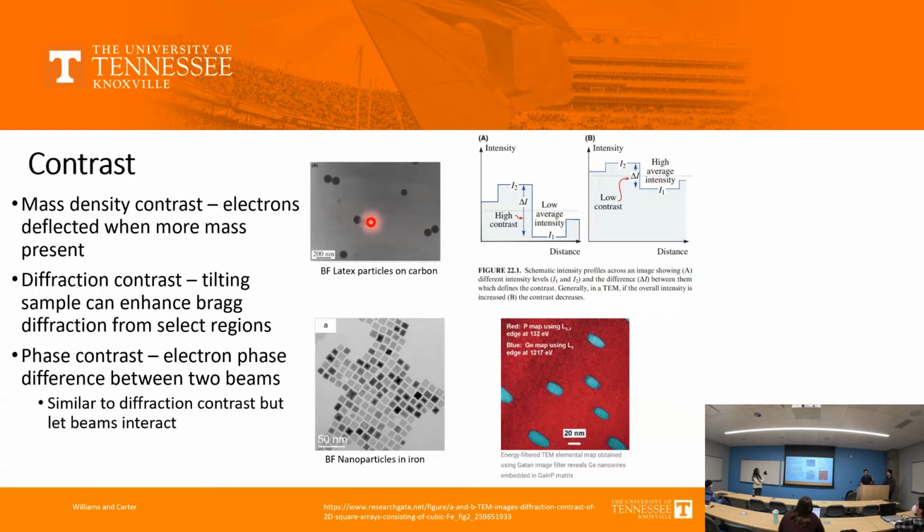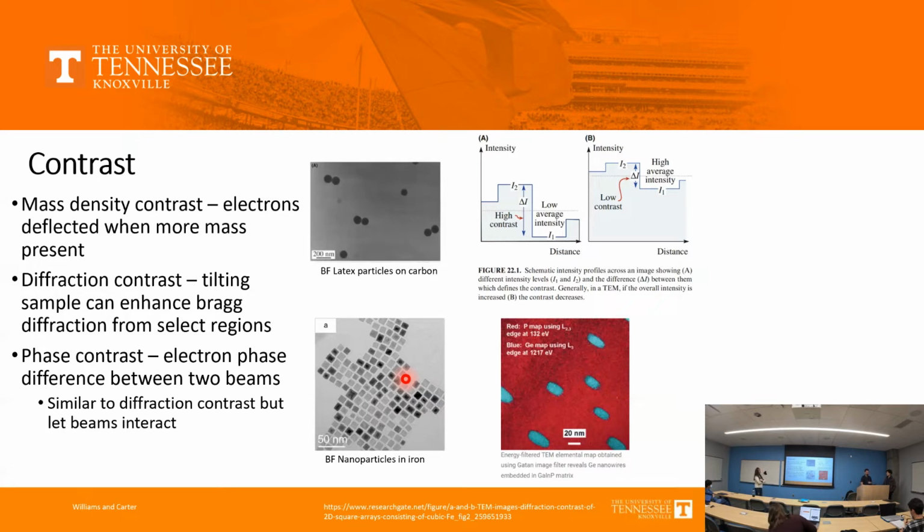Another type of contrast is diffraction contrast. So by tilting your sample, you can enhance Bragg diffraction from select regions. So on the bottom left here, we've got these cubic nanoparticles in iron, and you can see some of them are more or less contrasted with the background. And this is because each of these cubes has different orientations, and depending on the specific tilt angle here, some of them are diffracting more than others.